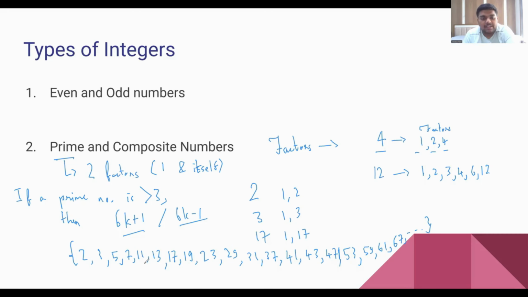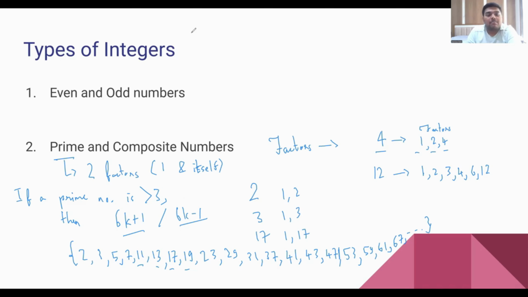You can verify it here as well. Like 11 is 12 minus 1, 13 is 12 plus 1, 17 is 18 minus 1, and 19 is 18 plus 1. And it goes on and so forth. But the vice versa is not necessarily true. Okay, so this is all about the prime numbers.